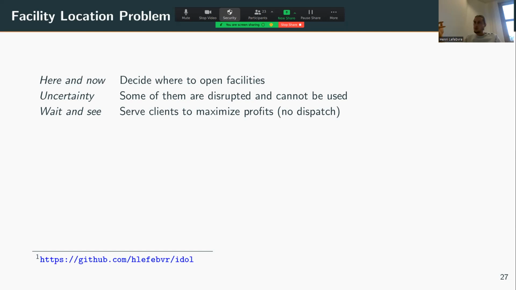And in the second stage, you have to serve clients so that you maximize profits, right? You don't have to serve all the clients, but if you serve one client, you gain profit for that. There is no dispatch, which means that if one facility serves a client, it serves 100% of its demand.